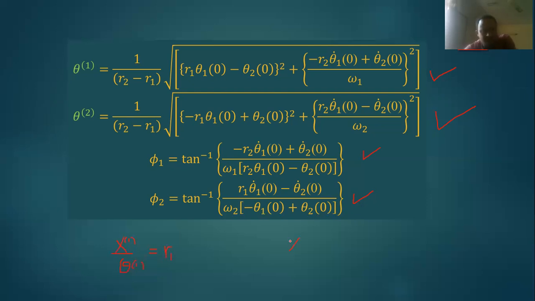Similarly, x2 over theta 2 is equal to r2. So from this, we can find x1 and x2. So this is all about the coordinate coupling and determination of principal coordinates.